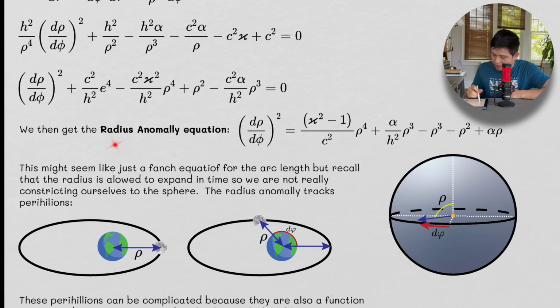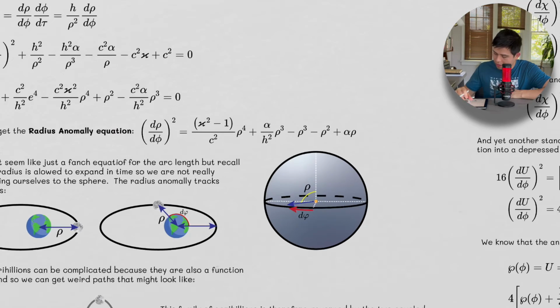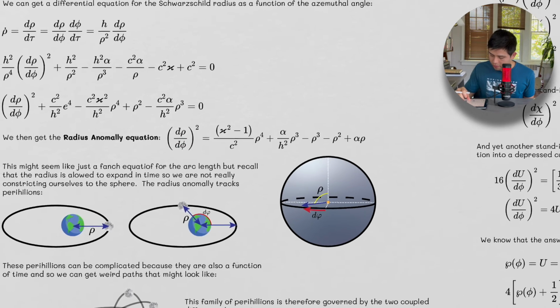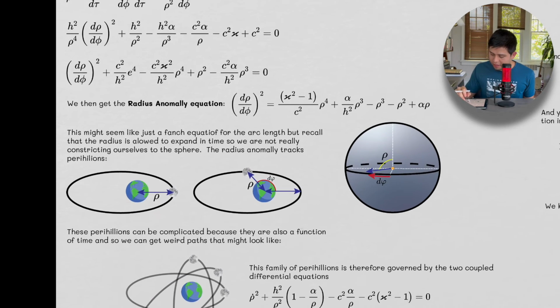This is called the radius anomaly equation, in which we now have the derivative of rho with respect to the azimuthal angle. Okay.